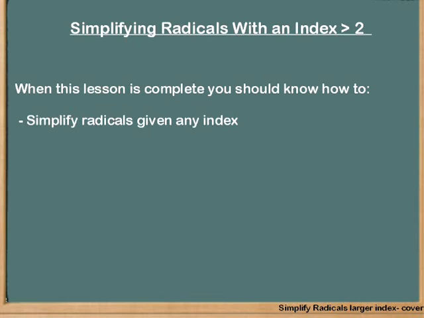Hello everybody, and let's get started on a real quick easy lesson today dealing with radicals. We know how to simplify them if the index is 2. What are we going to do if it's a little bit more than that?